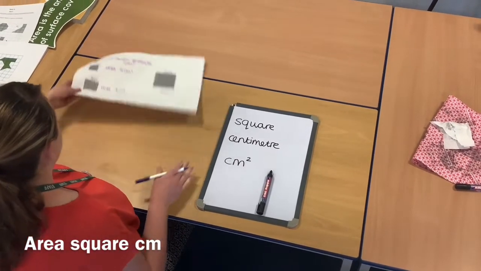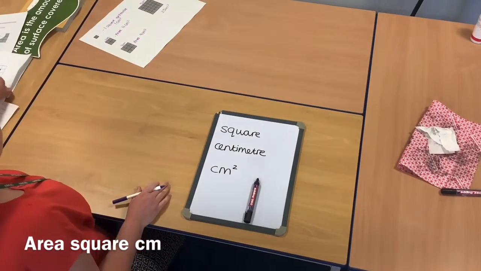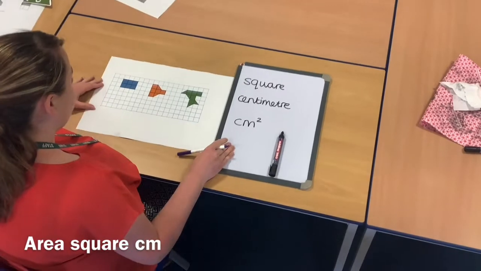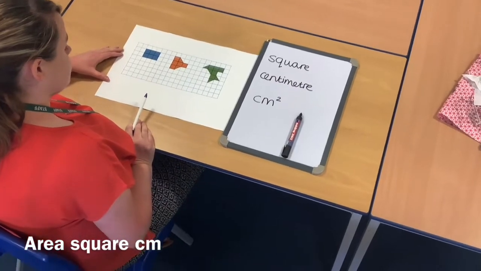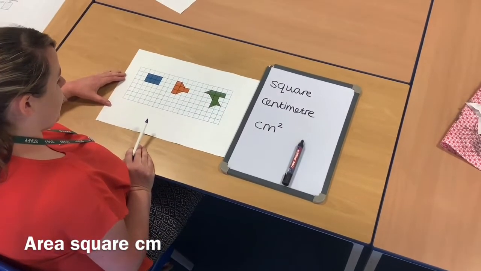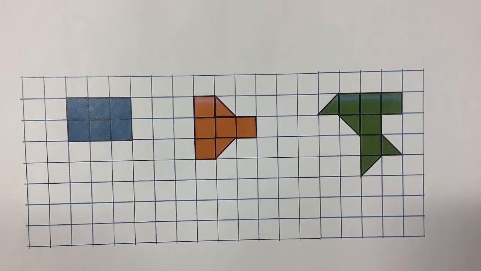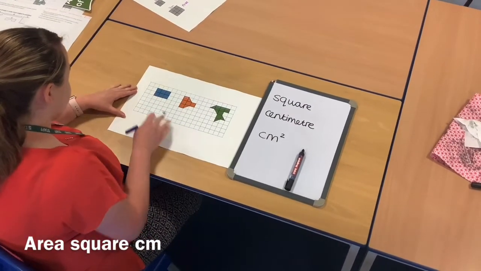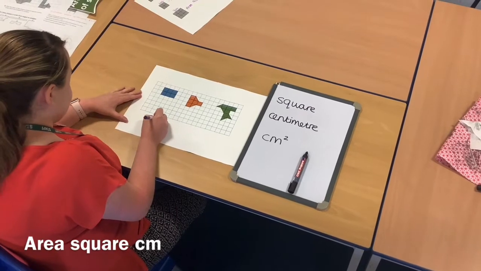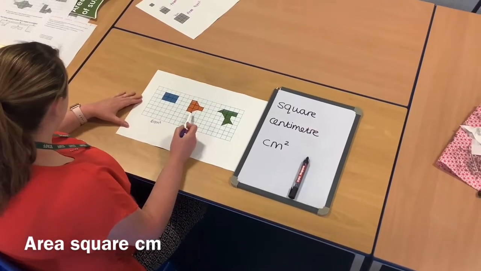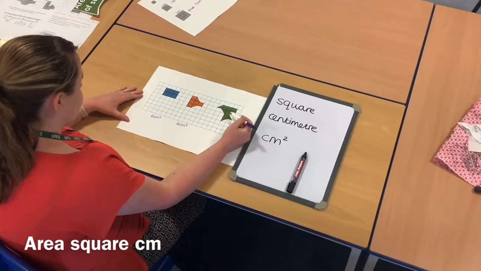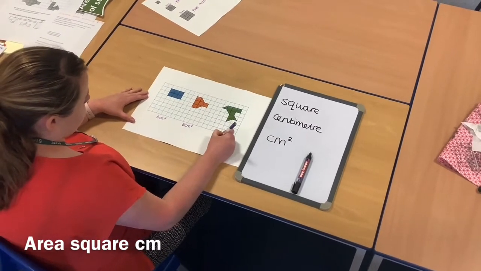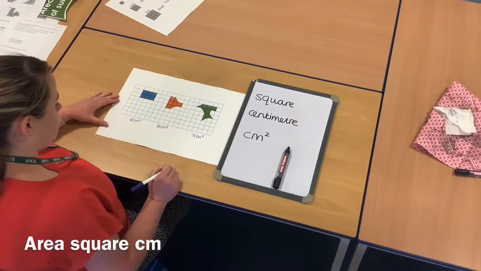Right, I'm going to get you to have a go now. So I'd like you in a moment to pause the video, have a look at these 3 shapes, and see if you can tell me what the area is in square centimetres. Okay, let's see if you got them right. So the first shape is 6 square centimetres. The orange shape, the second shape, is also 6 square centimetres. And then finally, the last green shape is 7 square centimetres. So I'm hoping you got those correct.